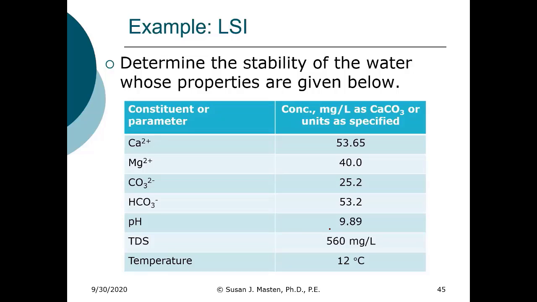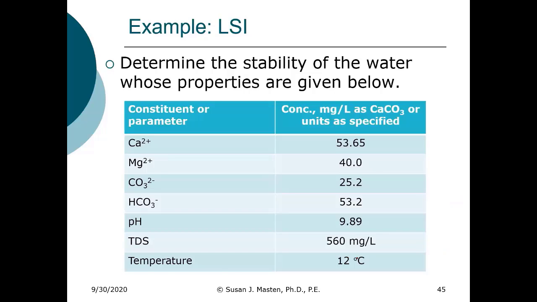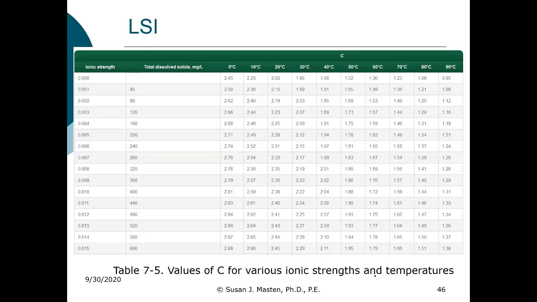So we need to be able to take this data that we're given and put it in a form that allows us to calculate the Langelier saturation index. We'll need to determine the C value. Since we've got the table here, let's just do that now.